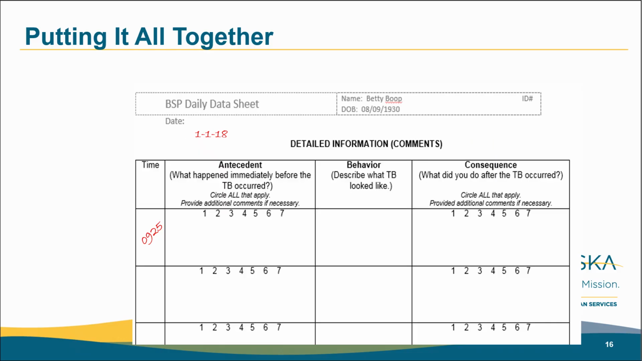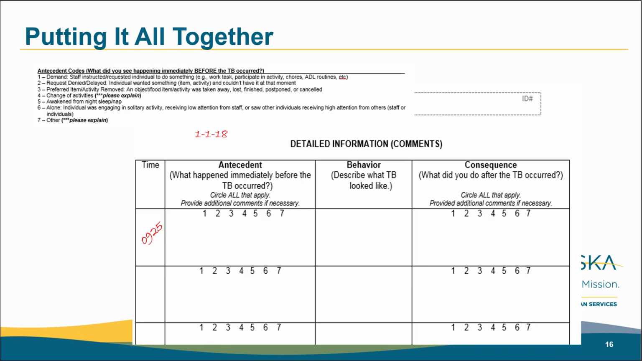For our example, we'll describe that Betty was in her room and a med aide who usually works at a different home and who Betty doesn't know very well came in to give Betty her medication. We'll describe that briefly in the antecedent box. When looking at our antecedent codes, this looks like a demand because staff asked Betty to take her meds. So we'll circle number 1 for demand, but we might also want to circle number 7 because of the fact that it was unfamiliar staff entering her room, and we already know that Betty doesn't like new or unfamiliar people.